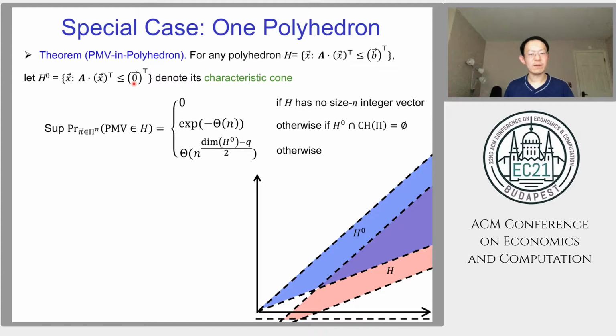So what's interesting about this theorem is that we have an asymptotically tight bound for the polynomial case and the characterization of the degree of the polynomial. Here, the degree of the polynomial depends on two things. It depends on the dimension of the characteristic cone, which is the dimension of the smallest linear subspace that contains H0, minus the Q, which is the number of options. So here Q equals 2, but in general, in the voting setting, Q equals n factorial. Okay, so the condition for the exponential case to happen is that the intersection of H0 and the convex hull of pi is the empty set.